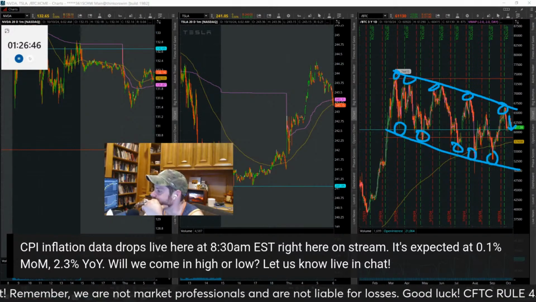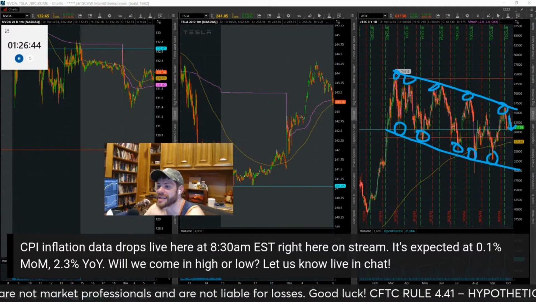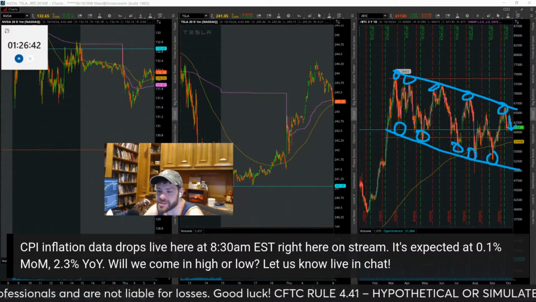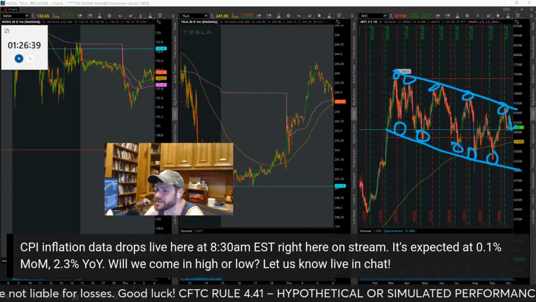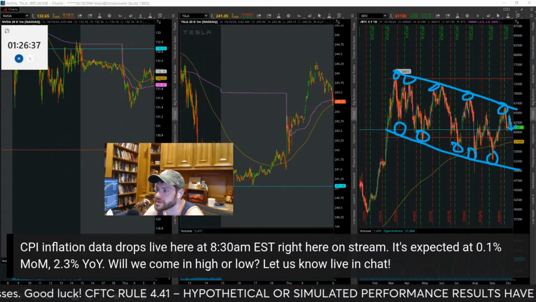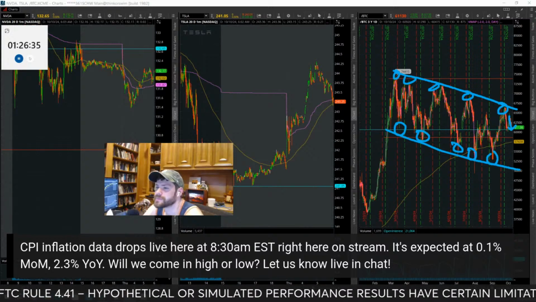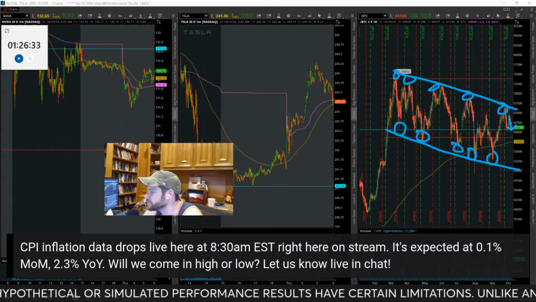Hoping CPI comes in hot. Want to see a big SPY run post elections. Yeah, for sure. Again, 8:30 Eastern Standard Time is when CPI inflation data drops. It's a massive day, guys. It really is. This is a huge report. We still got over an hour left, but yeah.